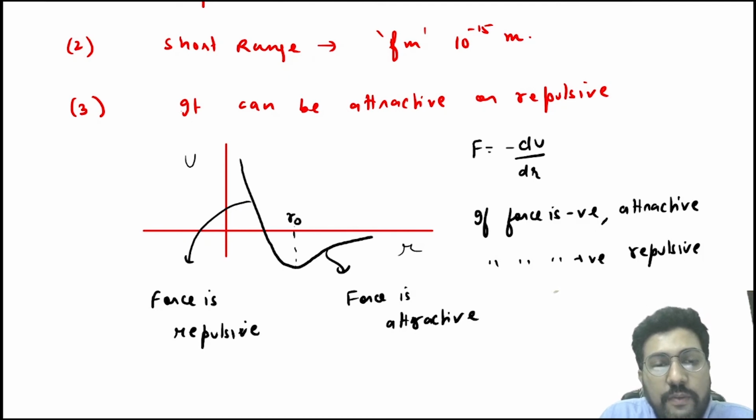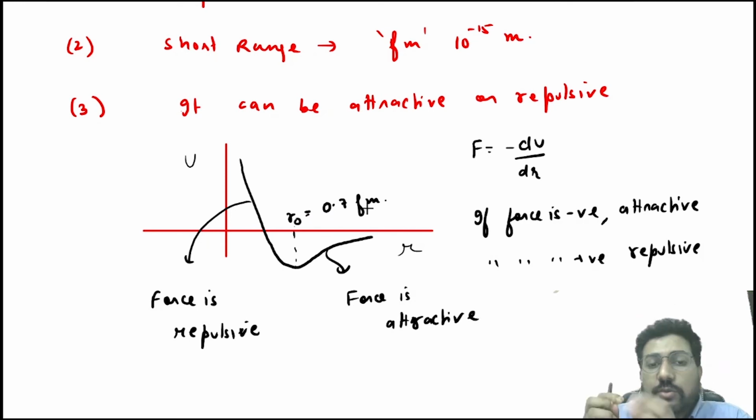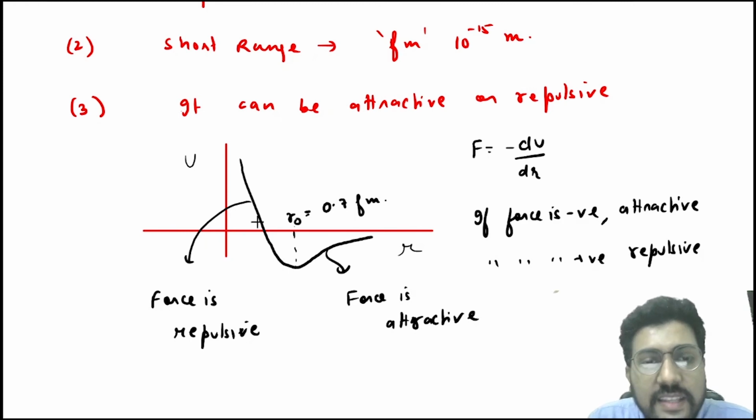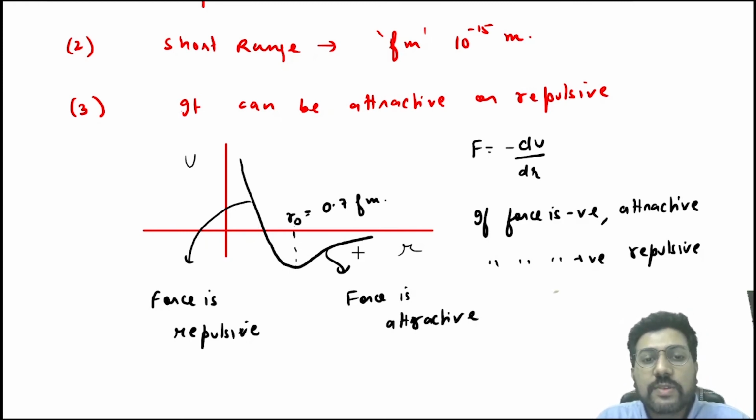So the value of R naught is approximately 0.7 femtometer. So if the distance is less than R naught or 0.7 femtometer, the force becomes repulsive. So nuclear force is not necessarily attractive. It can be repulsive also, depending on what is the separation between the two nucleons. Okay, but in nuclear dimensions, normally the distance between two nucleons is greater than the equilibrium separation. So in that case, the nuclear force is attractive inside a nucleus.